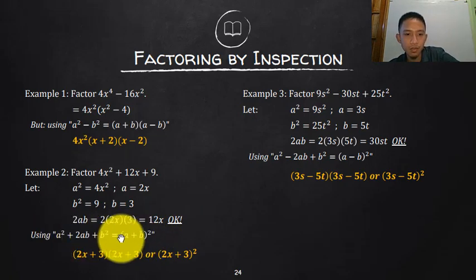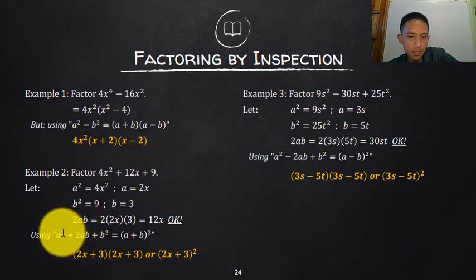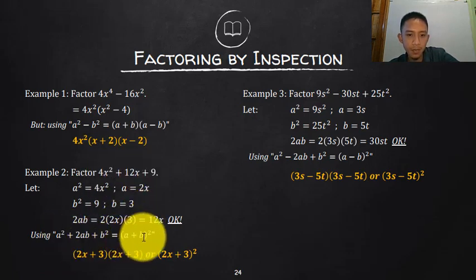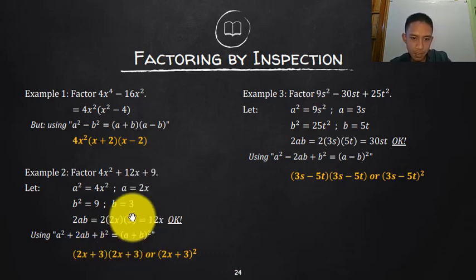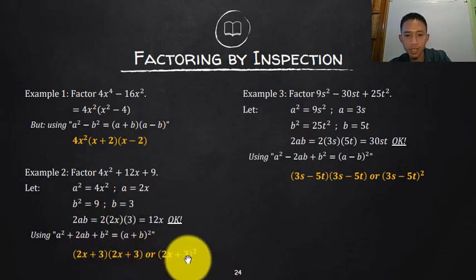So I will be using this. So we satisfied that this is true, isn't it? That is true in this function. So the factor of that is just a plus b, the quantity squared, or a plus b times a plus b. So what is your a? 2x plus b, which is 3. So 2x plus 3 times 2x plus 3, or that is 2x plus 3 raised to 2. Okay.